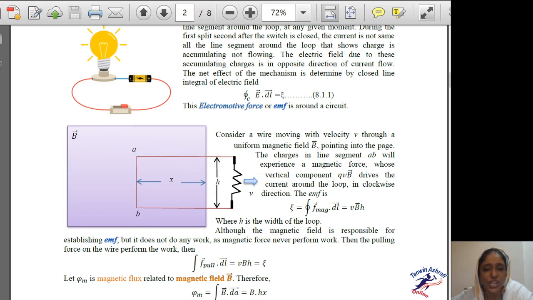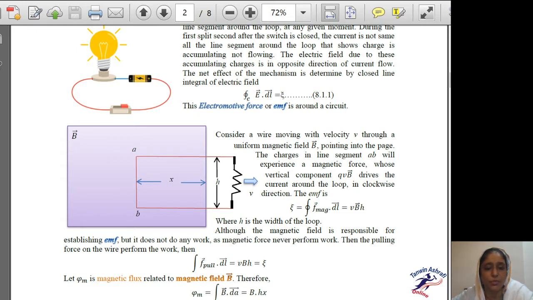The charge in the line segment AB will experience a magnetic force. I have not connected any source of electric field into the loop. The loop is closed, but it does not have any electric source. But still, the line segment AB will experience a magnetic force. Now, the vertical component is q times velocity v times B. It drives the current around the loop in a clockwise direction.